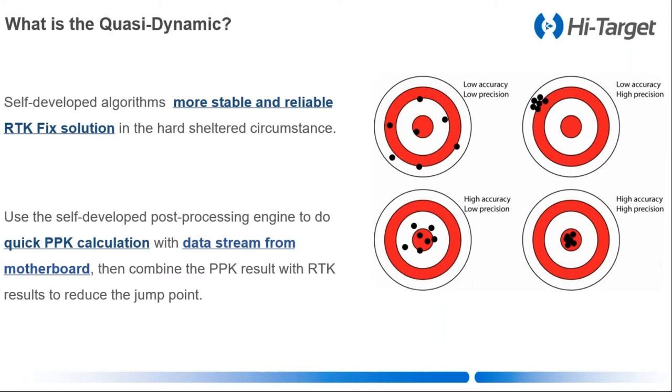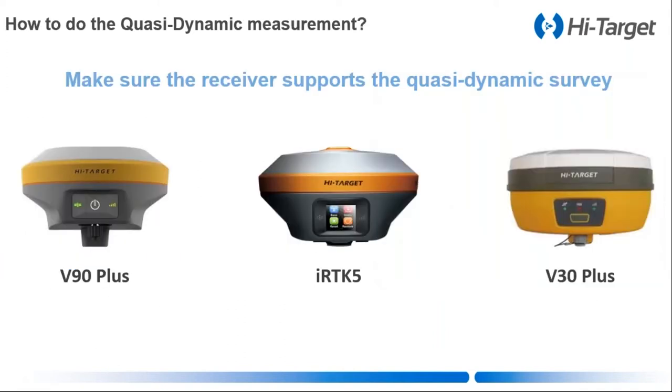The receiver is recording the data stream from the motherboard and doing a quick PPK calculation, then combining the PPK result with the RTK result to reduce jump points. Quasi-dynamic is very easy to use, but firstly you need to make sure your receiver supports it. Currently, V90 Plus, iRTK5, and V30 Plus support it. We suggest using the latest firmware, and you can download it from our website.